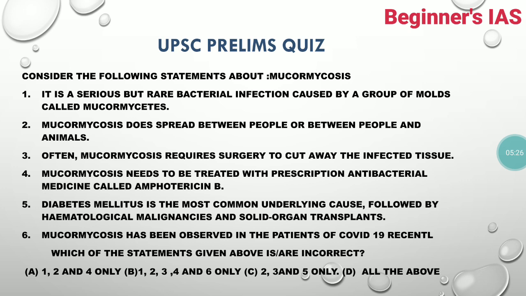Let us see the statements one by one. The first statement is wrong. Why? It is a serious but rare fungal infection, not a bacterial infection. Therefore, statement 1 is wrong, so you can eliminate options C and D. So remaining are A and B. Let us move on.